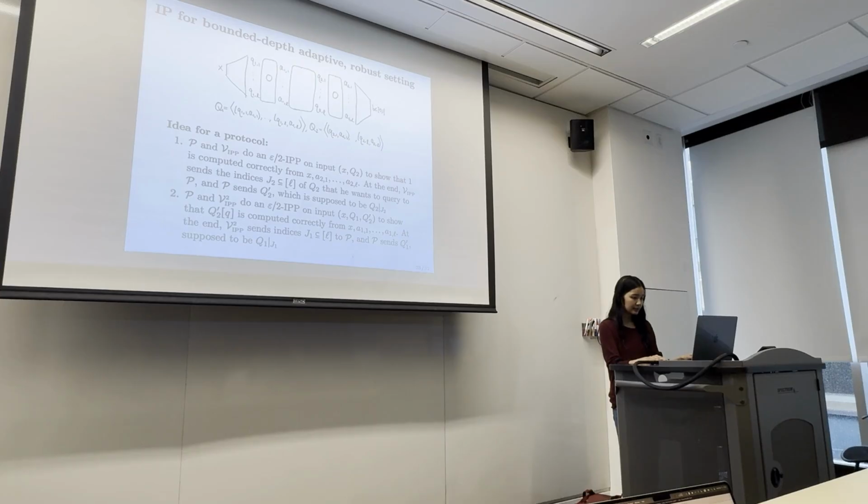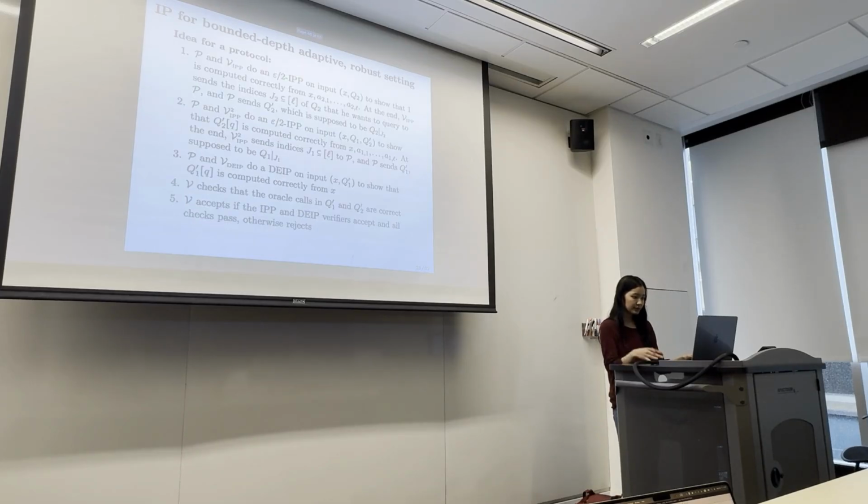So at the end, the second IPP verifier is going to send the indices J1 that he wants to query to P, and P will send Q1 prime. And now maybe we'll just continue like before. So we'll do this IPP and check that all the oracle calls are correct and accept if and only if everybody accepts in all the cases.